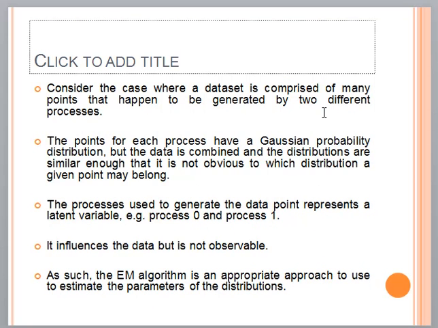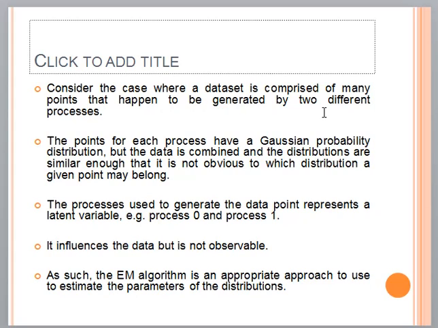Now consider a case where a data set is comprised of many points that happen to be generated by two different processes, right? So consider a situation in which we have two different processes, and we have a number of points belonging to a data set which are being generated by these two different processes. The points for each process have a Gaussian probability distribution, but the data is combined and the distributions are similar enough that it is not obvious to which distribution a given point may belong.